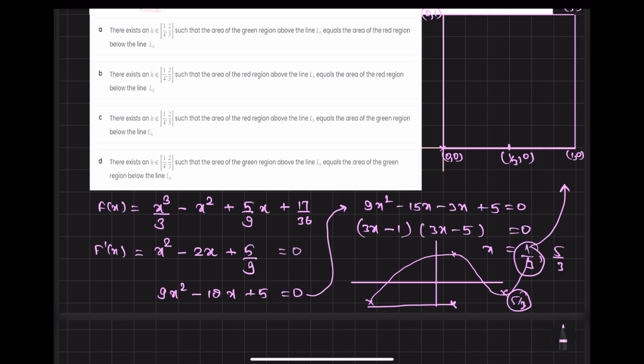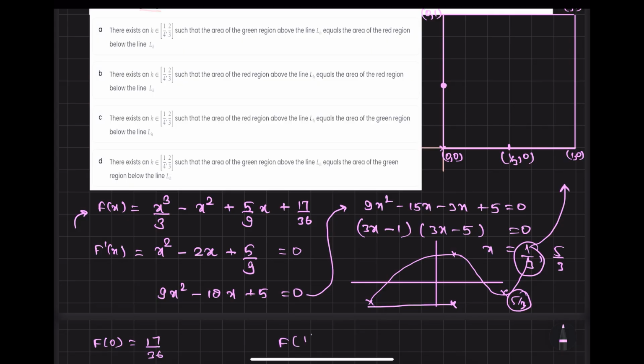We need not find out the value. So first find out f of 0. Who is f of 0? You will replace x with 0 and you will get f of 0. So you got 17 by 36. So 17 by 36 means what? It is slightly smaller than 0.5. So look at this. Suppose this is 17 by 36.